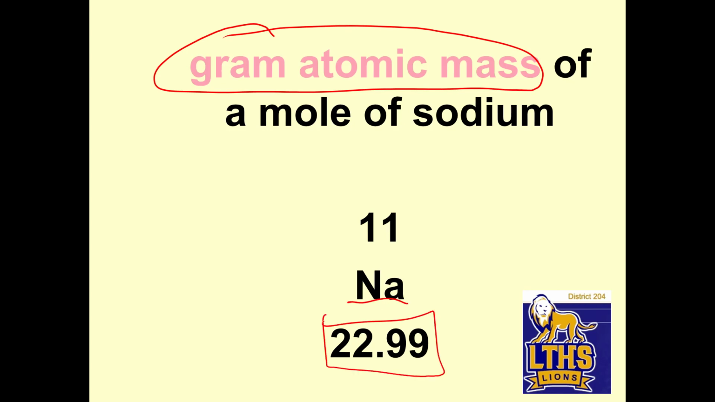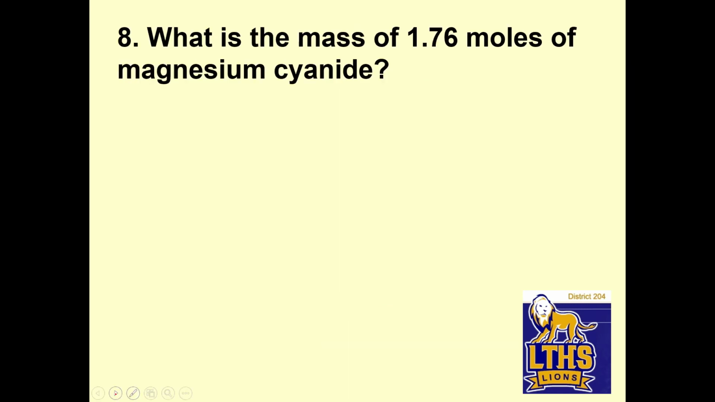Periodic table says 22.99. I do want to point out that we are going to pull two decimal places from the periodic table. So if it's 127.23, we'd use the 23. If it's 1.01, we'd use the 0.01. Man, this is easy so far.